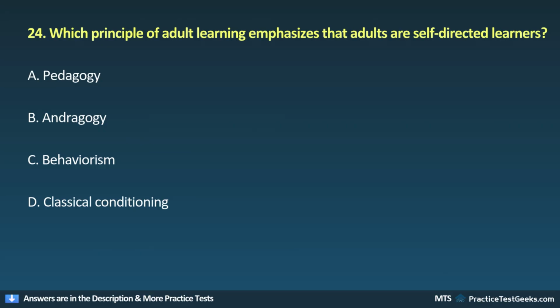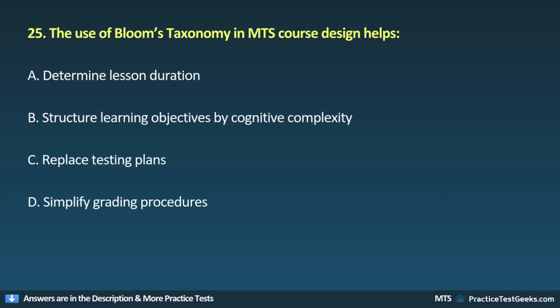24. Which principle of adult learning emphasizes that adults are self-directed learners? A. Pedagogy. B. Andragogy. C. Behaviorism. D. Classical conditioning. 25. The use of Bloom's taxonomy in MTS course design helps A. Determine lesson duration. B. Structure learning objectives by cognitive complexity. C. Replace testing plans. D. Simplify grading procedures.